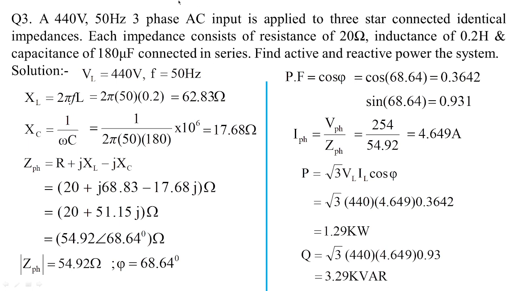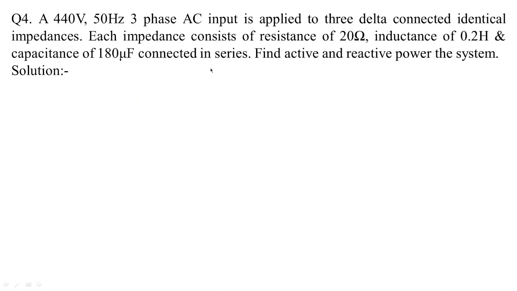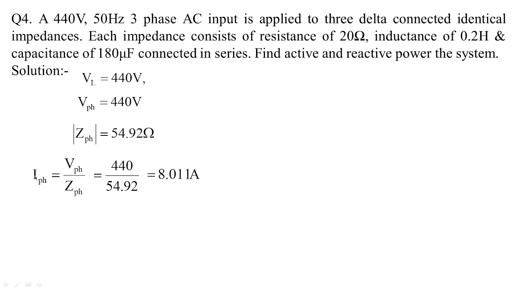Now what if the same problem is given in delta form? So all the values are same, just the connection is changed to delta. So we need to keep in our mind that in delta connection, the line voltage is equal to phase voltage. So both the values are the same. And just now we estimated the value of impedance in magnitude form as 54.92. So the I phase will be equivalent to 8.011 amperes.